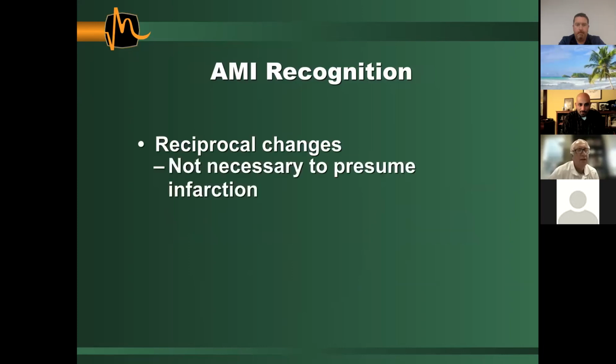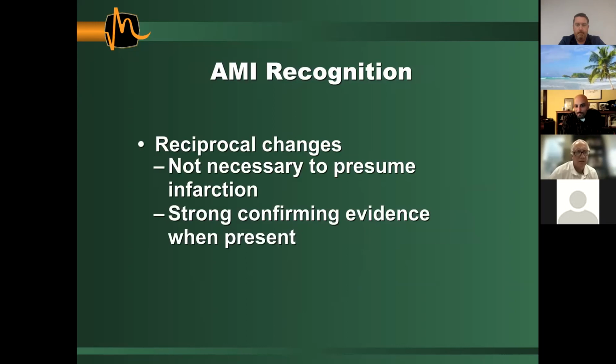They're not necessary. You don't always get reciprocal changes with MI, but if you see reciprocal changes, they're very helpful. They're strongly confirming evidence when they're present, but they're not necessarily always there. In other words, if you think someone's having an MI, don't call it off just because you don't see reciprocal changes. If everything else looks like that, but when you do see reciprocal changes, it makes it a slam dunk.